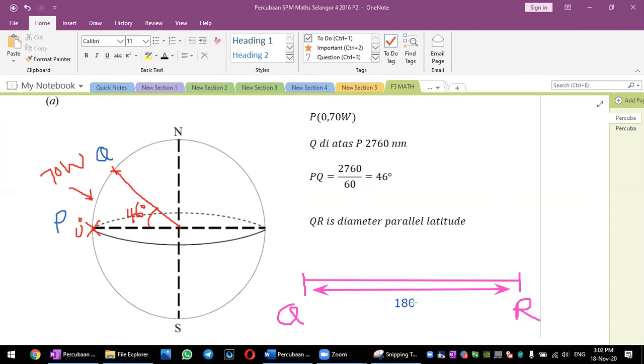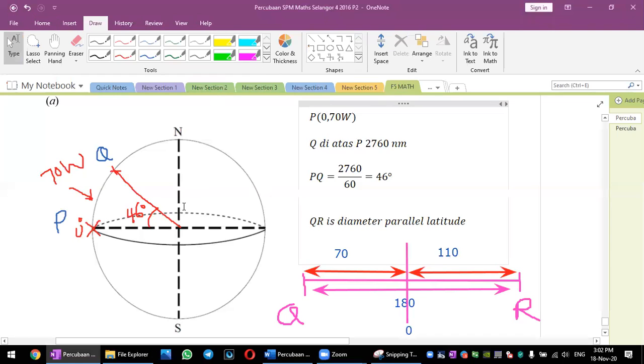Then Q actually is 70 degree west. So kalau saya lukis sini tengah-tengah, ini adalah kosong. Let's say this is 0 degree, Greenwich. Okay, we call it Greenwich. So dari kosong hingga Q, from 0 to the left is 70 degree. 70 ke kiri dapat Q. Then how about 0 to R? Berapa darjah sini? 110. Yes. So 110. So you can say that actually R is 110 degree east. Ke kanan.